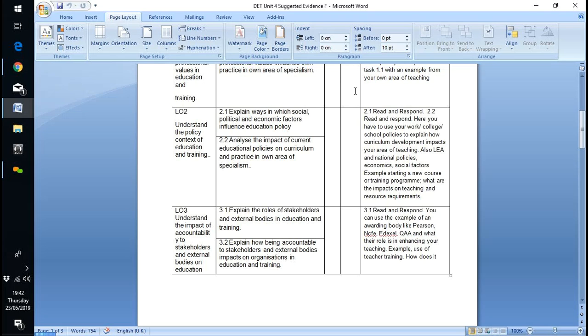True. So look, LO2 now looks at more the policy context of education and training. What happens, what's important, why it's important. So look at ways in which social, political and economic factors influence education today. Now, our education policy. Lots of people have strong views on this, where social, political and economic factors influence education when they shouldn't, or things that politically should be happening and are not happening.